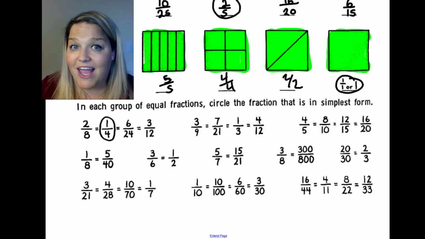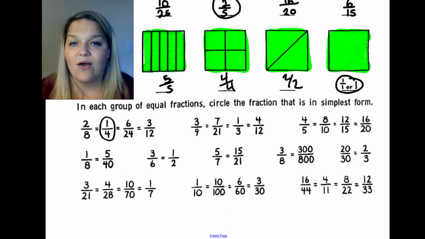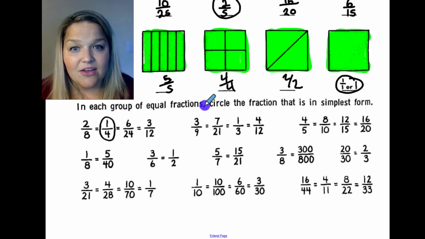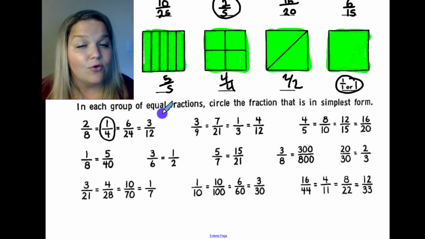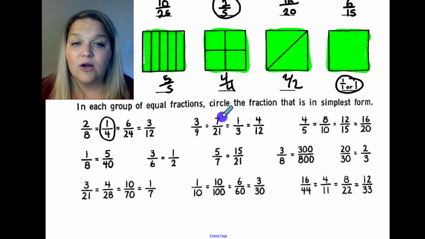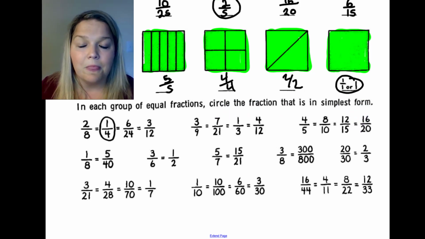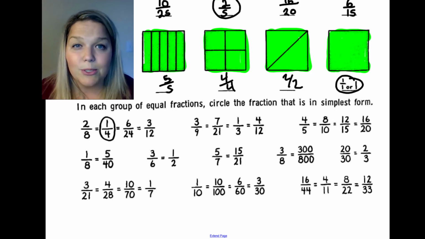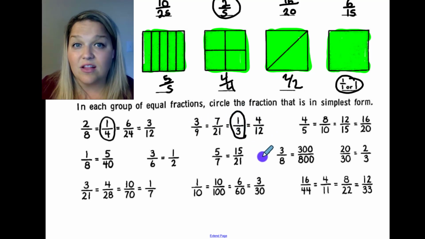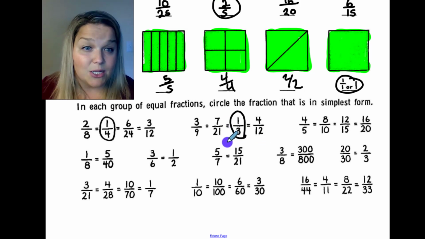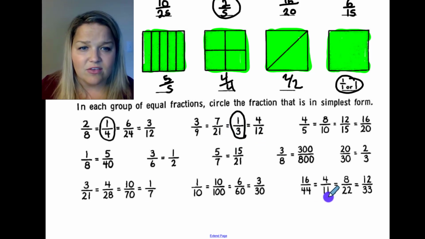If you look below at these examples, you might notice that we're moving away from pictures. Now in these examples, they say in a group of equal fractions, circle the fraction that is in simplest form. So it's getting us to understand and remember that simplest form is using the smallest numbers possible to represent the same exact quantity. So let's look here. Which one is the smallest numbers possible? 1 out of 3. 1 out of 3 is a lot easier to picture in your mind than 7 out of 21.